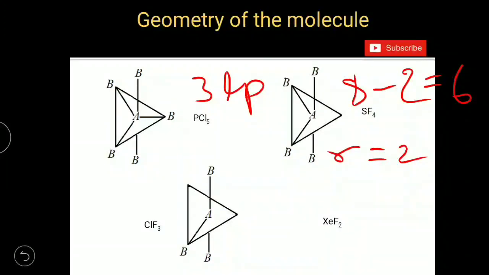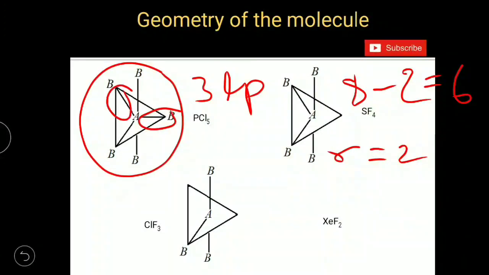That's why shape of the molecule should be trigonal bipyramidal, but the 3 lone pairs occupy equatorial places. So 1, 2, 3. All these 3 positions in equatorial plane are occupied by lone pairs. That's why shape of the molecule will be linear.